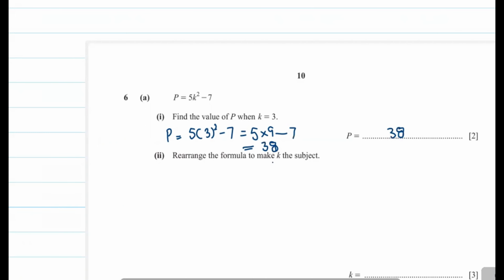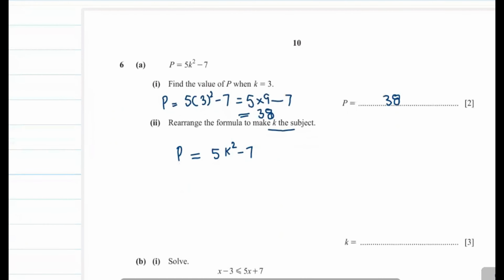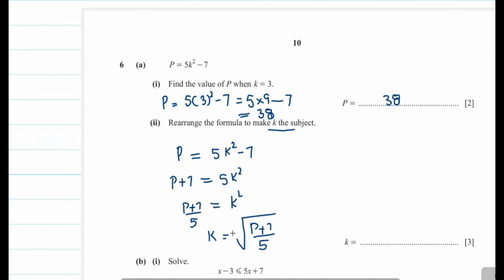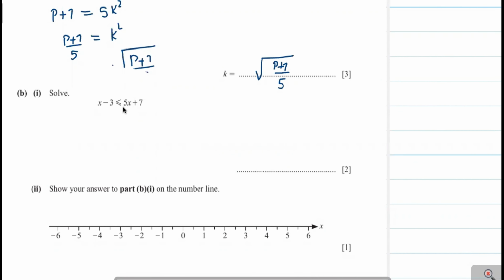Now rearrange the formula to make k the subject. We can write p equals 5k square minus 7. Now to make k the subject, we write p plus 7: we shift the 7 from the right to the left side, and we divide by 5 on both sides. We get k square equal to p plus 7 over 5. Now k will be equal to the square root of p plus 7 over 5. Now we take the square root, plus or minus. That's the answer.